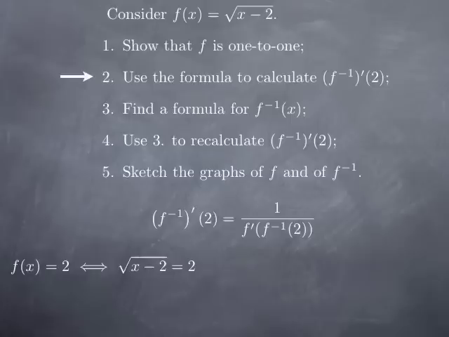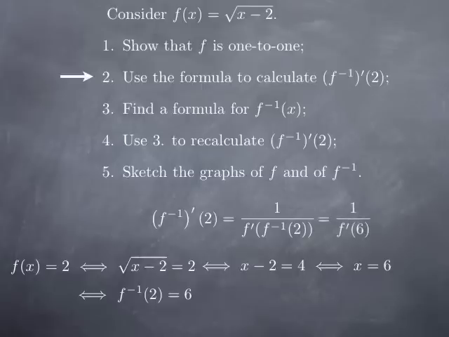So we write square root of x minus 2 equal 2 and try to solve for x. We can square both sides and get x minus 2 is 4, and that gives us x equals 6. And indeed, if we plug back x equals 6 in root of x minus 2, we obtain 2. So that means that f inverse of 2 is 6. In other words, the derivative of f inverse at 2 is 1 over the derivative of f at 6.